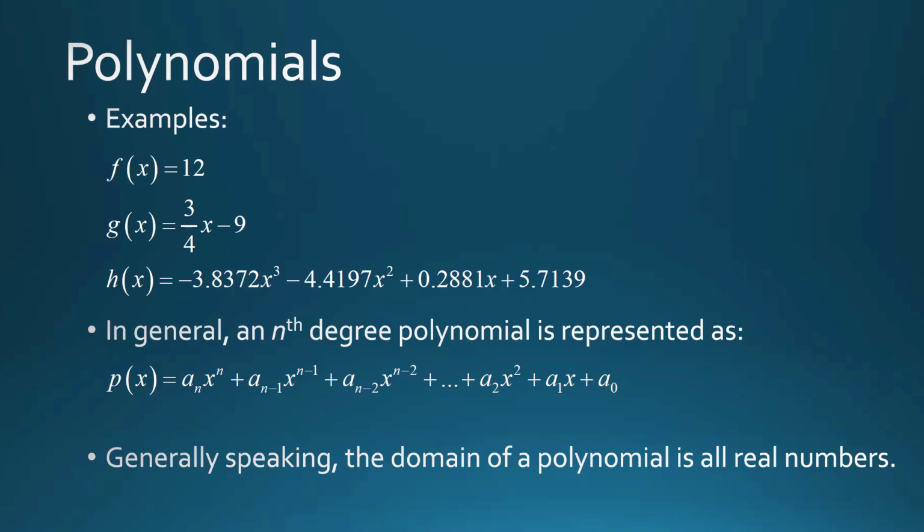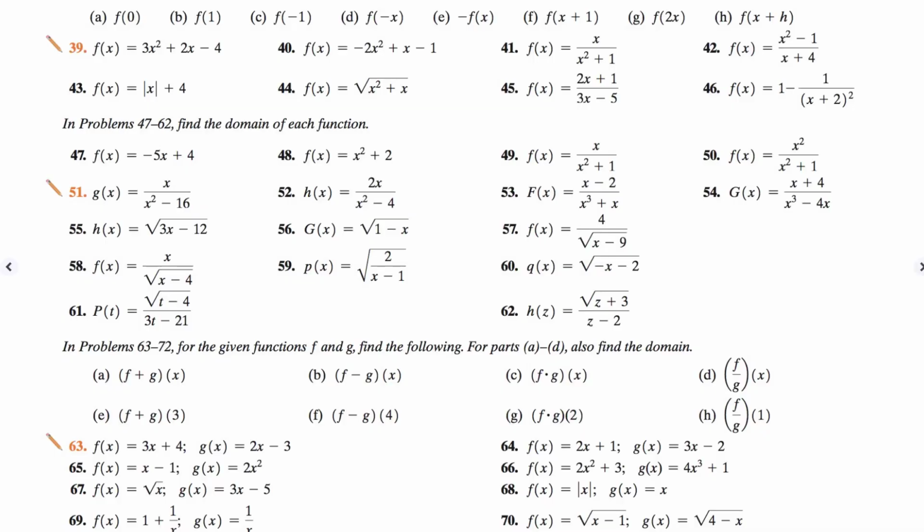So if you want to see some examples from the problem set, in this particular problem set right here, you can see that number 47 and number 48 are both polynomials. And they're the only ones from that part of the set. And so the domain of each of those would be all real numbers, which if you write it in interval notation, would be the interval from negative infinity to positive infinity. And so again, that would apply for both number 47 and 48.